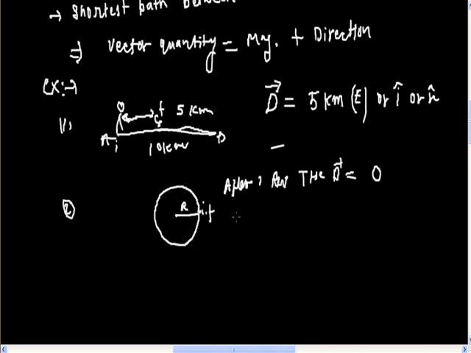Now another example. Let's say a point moves A to B, B to A. You have to find out the total displacement. The net total displacement is the shortest distance between initial and final position. Now F is the final position. The shortest distance is R plus R. Then the displacement becomes R plus R. It is equal to 2R.